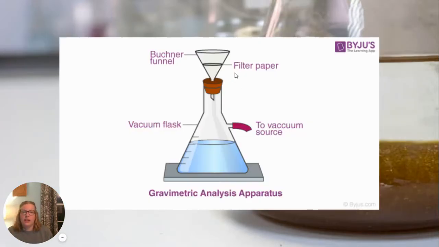So this is just an image of what the setup is going to look like. Now, you could have just a regular gravity filter happening where the water just comes out because it's being pulled down by gravity, or you can also get a setup of something called a Buchner funnel and you have a vacuum to it. So you'd hook it up to a vacuum source and then it pulls all of the water out of it. And if we don't have the vacuum flask, we do the gravity filter and then we let it sit in a drying oven for a little while.